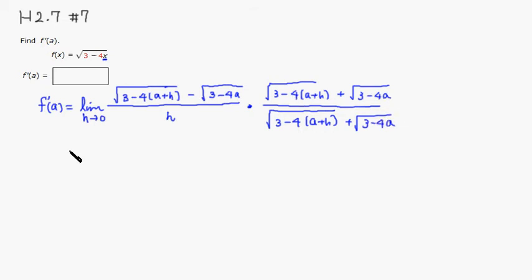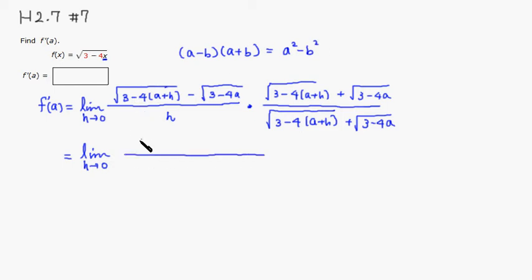Alright, then if you multiply out, h still approaches 0. Again, I'm using a minus b times a plus b, and we've seen this trick quite a few times. So on top, you're going to get the square of that, so it's just 3 minus 4, I'm going to multiply out, 4a and a minus 4h, minus the square of that, which would be 3 minus 4a.